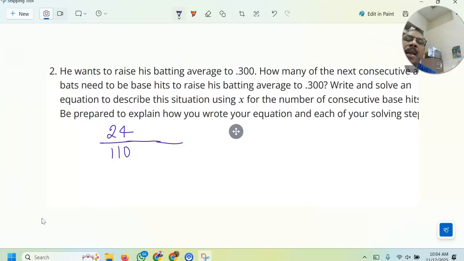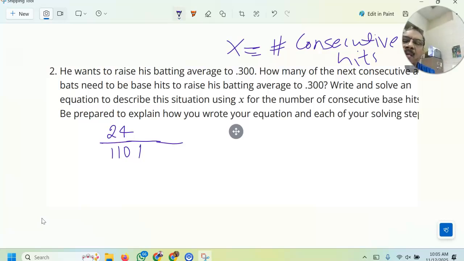I don't know how many. Let x be the number of consecutive hits. So we'll try to add this. He wants to go and bat x times, and every time he goes, he has to get a success. So you put plus x here. Look at that beautiful form: 24 plus x divided by 110 plus x. And then he has to get an average of 0.3. So let's write this as the equation.